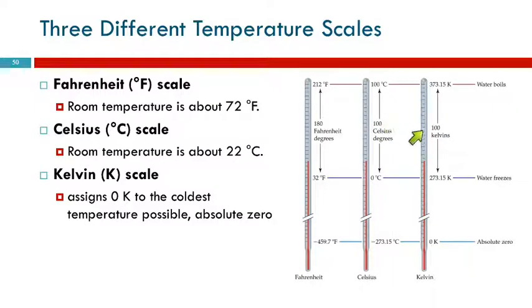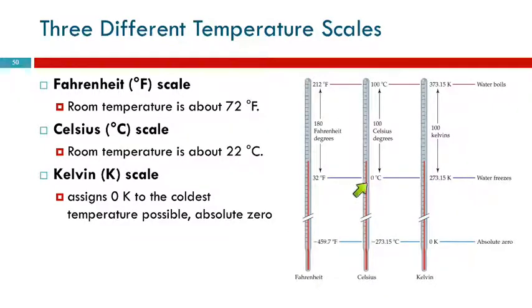The only difference between the Kelvin scale and the Celsius scale is where 0 is. The difference between boiling and freezing of water is still 100 units, but now for Kelvin, 0 is the absolute lowest temperature. So on the Kelvin scale, you cannot have a negative temperature.